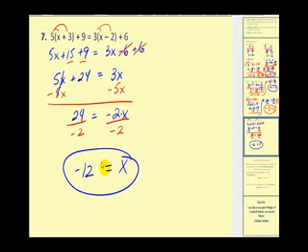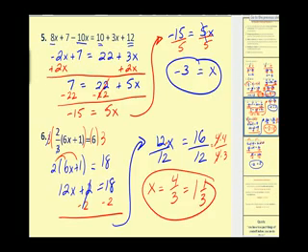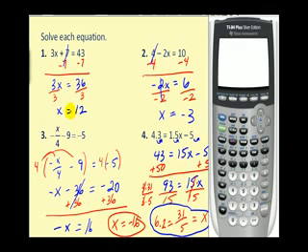I would like to pause now and go back to the first example and show you how you can check this on the graphing calculator. On number 1, we said the solution was x equals 12. So what we can do is assign 12 the value of x on the graphing calculator. So we type in 12, store x, enter. And then what we can do is type in the left side of the equation, 3x plus 7, and see if we get 43. And we can see that checks.